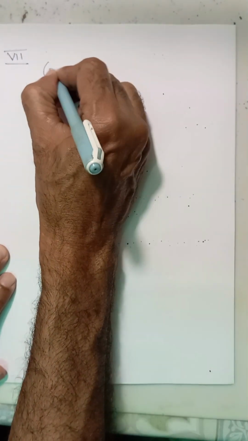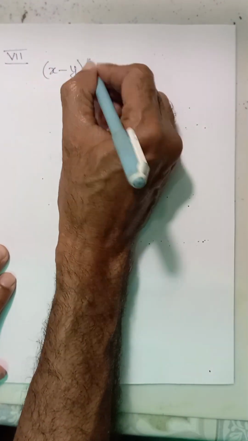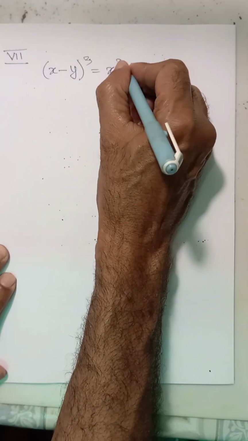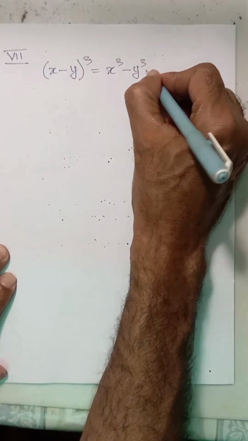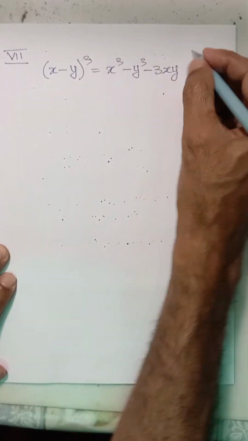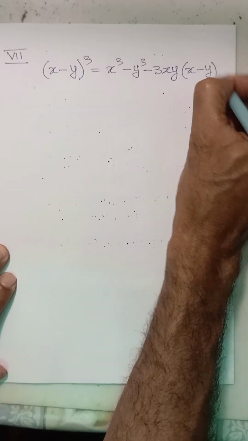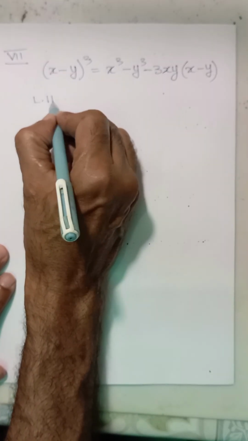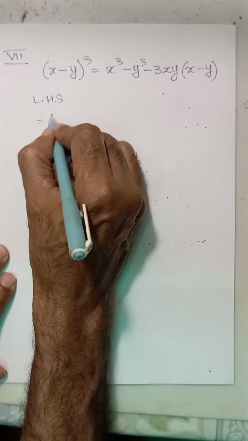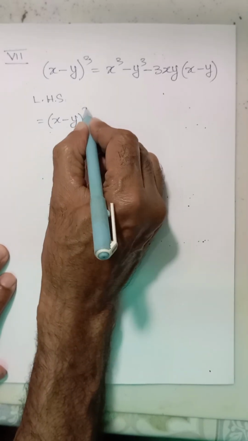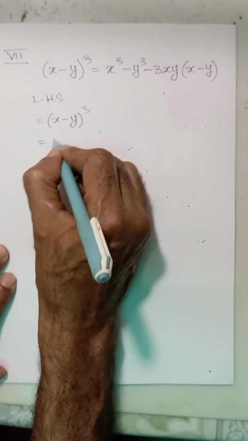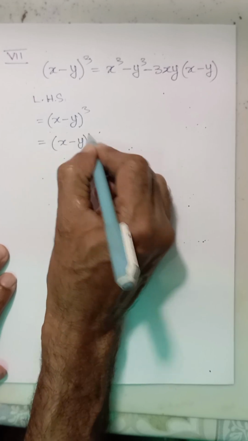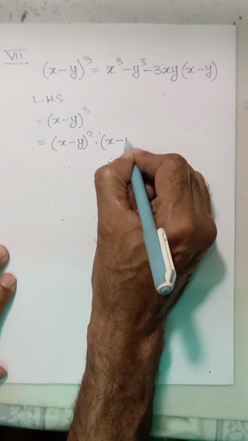Here it is: (x − y)³ = x³ − y³ − 3xy(x − y). Now this is the formula, we will derive it. LHS is equal to (x − y)³. This can be written as (x − y)² into (x − y).